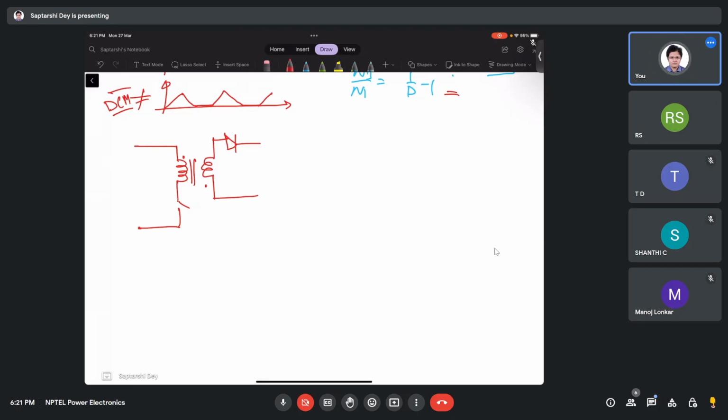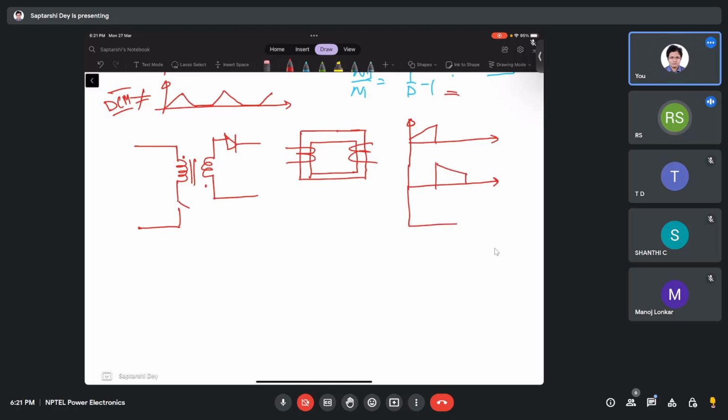Now you see the flux that you are saying, that is a common thing to both the sides, the primary and secondary. Now if I draw the current, if the primary current looks like this, then the secondary current will look like this, and the flux will look like this.